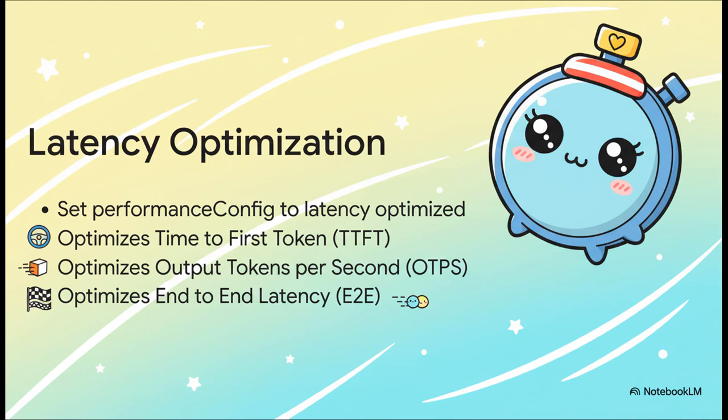It focuses on 3 golden metrics: TTFT, or time to first token, which is how fast the AI starts typing; OTPS, output tokens per second, which is how fast it keeps typing; and E2E, end-to-end latency, the total time for the whole request. Memorize those acronyms. They're going to show up.